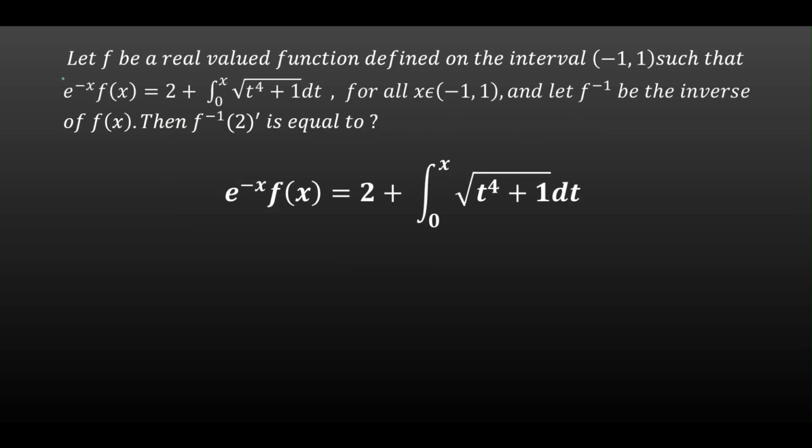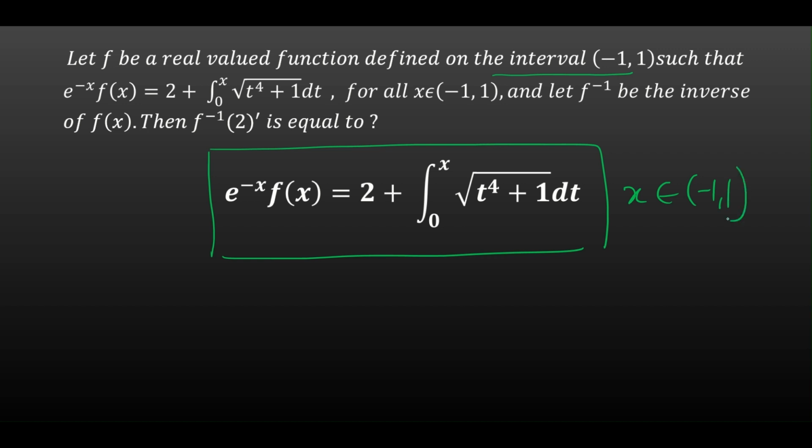All right, so the question is, let f be a real valued function defined on the interval -1 to 1. This is the domain, such that f(x) satisfies this functional equation given by e^(-x) f(x) = 2 + the integral of square root of (t^4 + 1) dt, and the limits of this integral are 0 to x. All right, and again x belongs to -1 to 1.